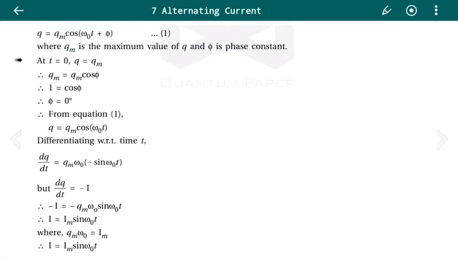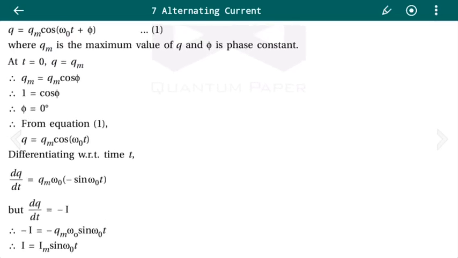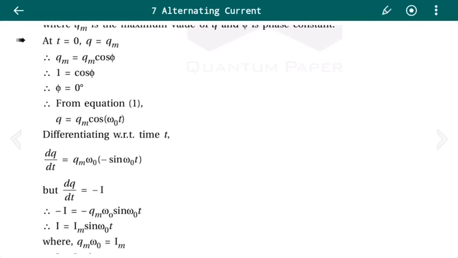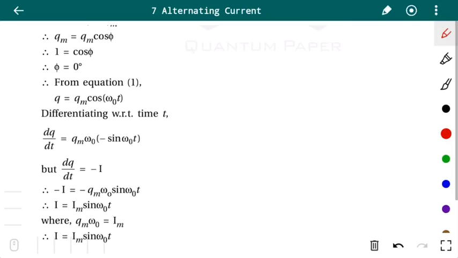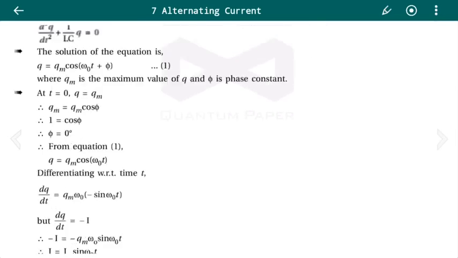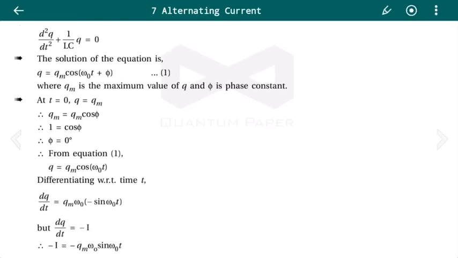So, for the LC circuit, we are having two equations, that is q equals to Qm cos omega 0 t and I equals to Im sin omega 0 t. So, students, you may note down this theory.